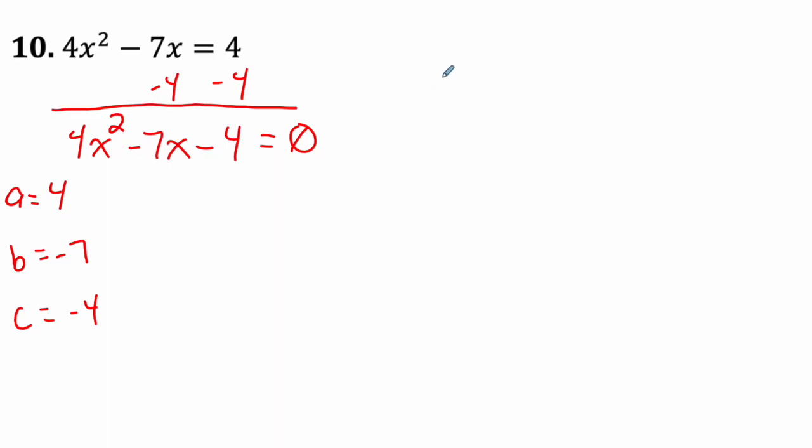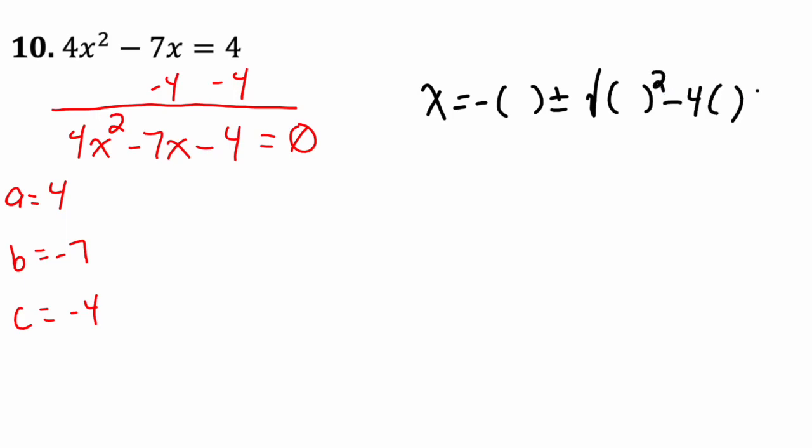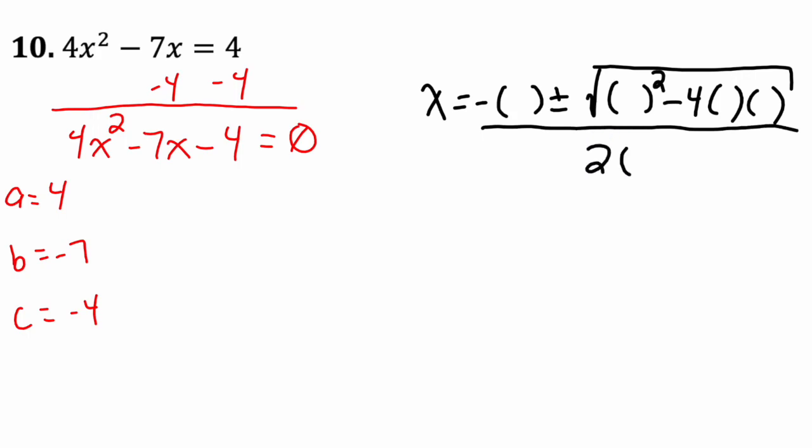All right, so here we go. X equals, one more time, -b plus or minus square root of b squared minus 4ac all under the square root. And my denominator is 2 times a. So let's plug in what we got here. B is a -7. We got a -7. 4 times a is 4. C is a -4, and a is 4.